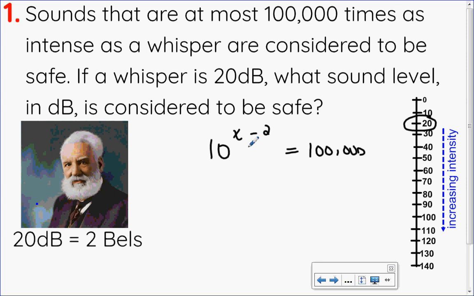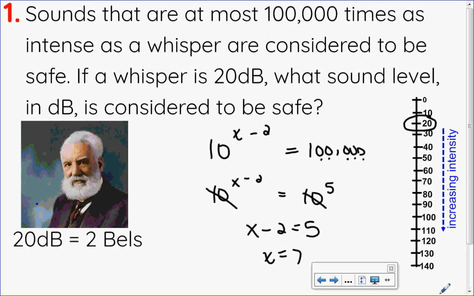So I want to solve for x. Now, this is a nice question because both sides of the equation can be written as a power of 10. The first one's already a power of 10. This one here is 10 to the exponent of 1, 2, 3, 4, 5 zeros. So it's 10 to the exponent of 5. So if we have an equation and we have exponents on both sides and the bases are equal, the exponents must also be equal. So I would just add 2 to both sides and I would get x equals 7.